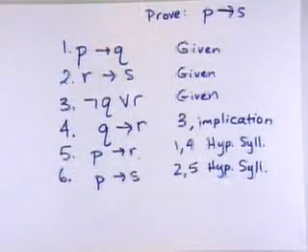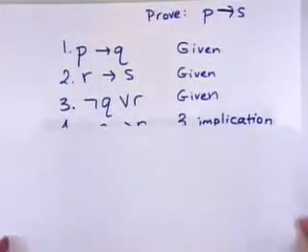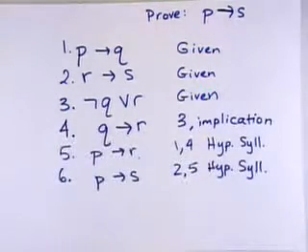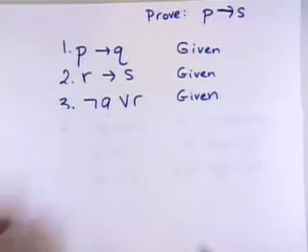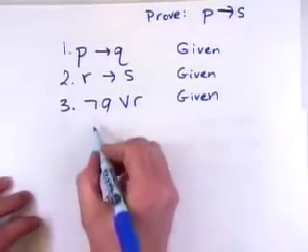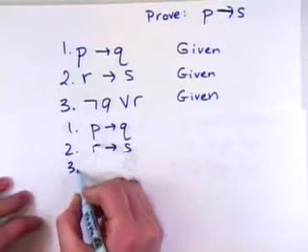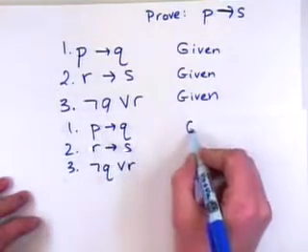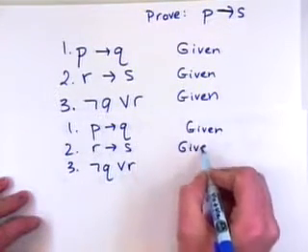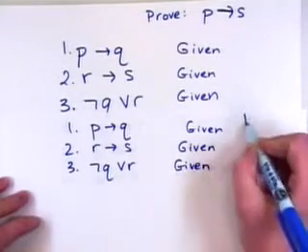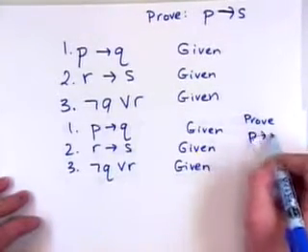So let's go back to the proof that we did earlier and see if we can do it with proof by contradiction. So here was our proof. The difference is, we're going to start with our givens, just like that, and we'll write them on a new sheet, because you can see right through them. I'm proving P implies S.